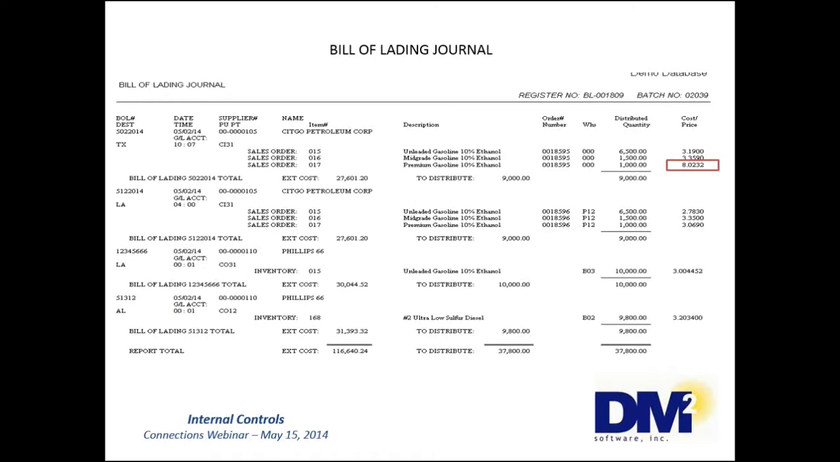The reason you want to look at your bill of lading journal is because it provides you with a lot of data that is critical to getting accurate financial reports. You're going to want to review each one of the reports that print out when you are updating your bill of ladings and sales order journals.